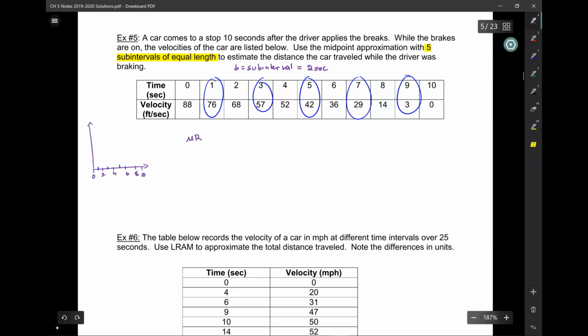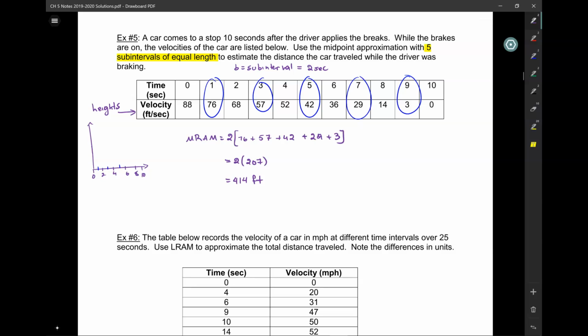So the midpoint approximation is going to be base times height. If my base always has a width of 2, the heights are these values. Okay? So the first height we take is 76, then 57, 42, 29, 3, and so that's 2 times 207, 414 feet.